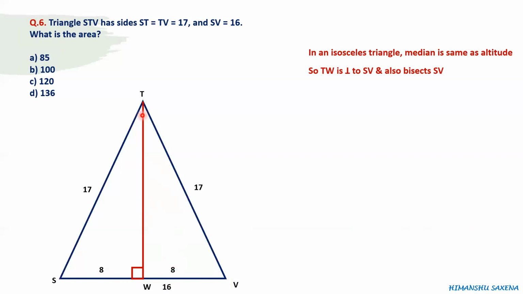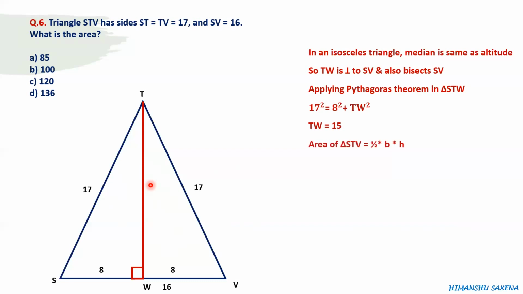Now it's easy to calculate TW, right? Apply Pythagoras theorem in triangle STW. So 17 square is equal to 8 square plus TW square. So you can calculate the value of TW, which is 15. Now the area of the triangle STV is half base into height. So half SV into TW. So it is equal to half 16 into 15. So this is 16, and this height is 15 as we calculated here. So the value is 120. So answer is C, 120.